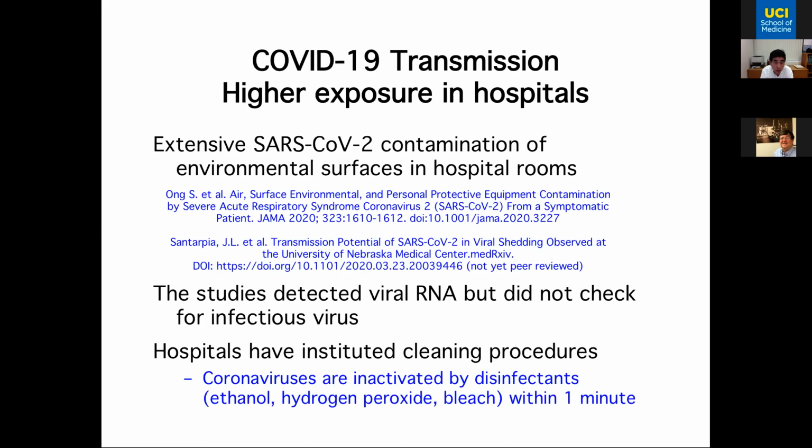And so hospitals have instituted cleaning procedures to decontaminate environmental surfaces, and the good news is that the SARS-CoV-2 virus is easily disinfected, inactivated by disinfectants. This received some wide exposure recently, but agents like ethanol, hydrogen peroxide, and bleach can actually rapidly kill the virus within a minute. And so hospitals now have enhanced cleaning procedures for rooms of infected patients.